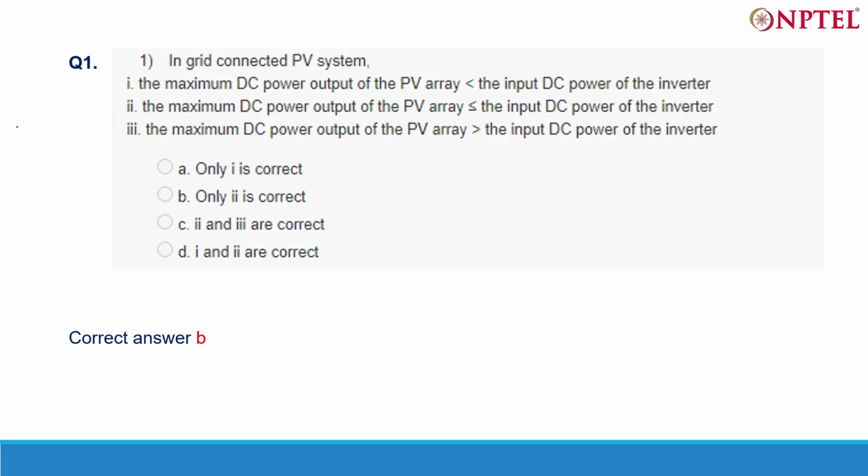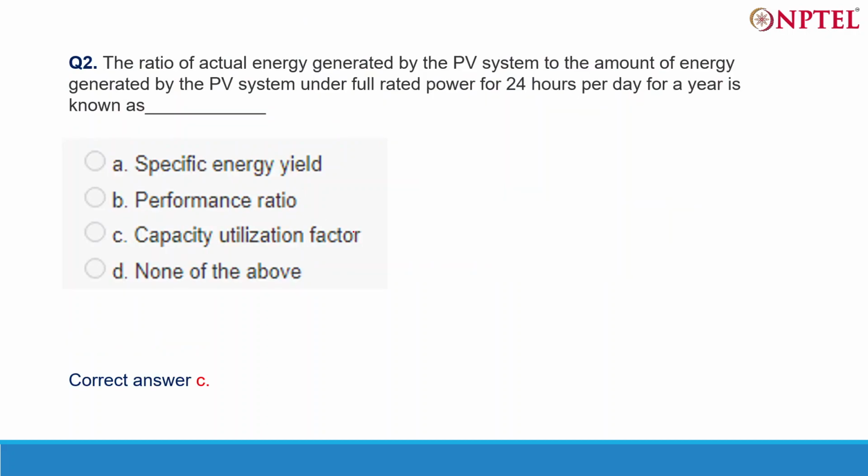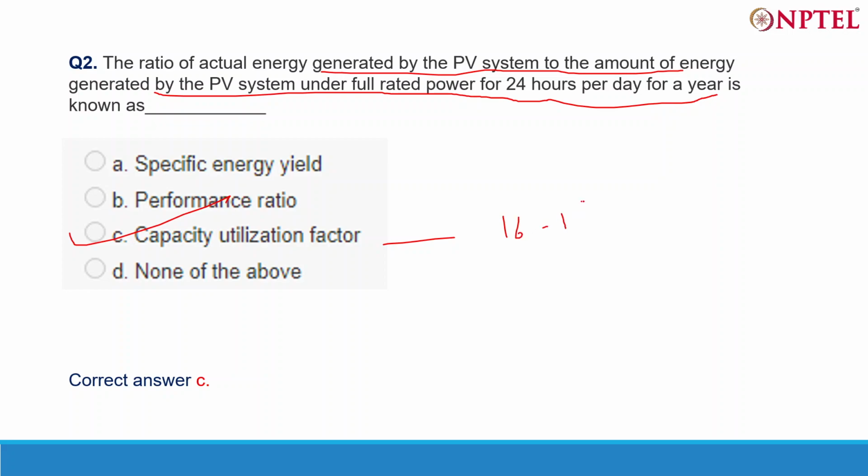It's not greater than. So only option B is correct here. Okay. The ratio of actual energy generated by PV system to the amount of energy generated by PV system under full rated power for 24 hours per day. So we just discussed this term now, capacity utilization factor, and what is it for household? 16 to 17%. So the correct answer is answer C.